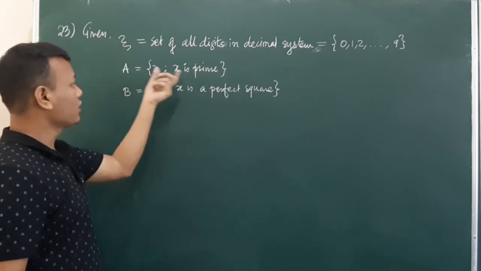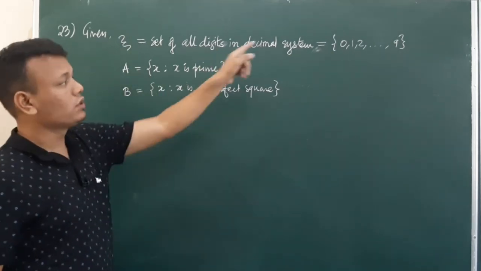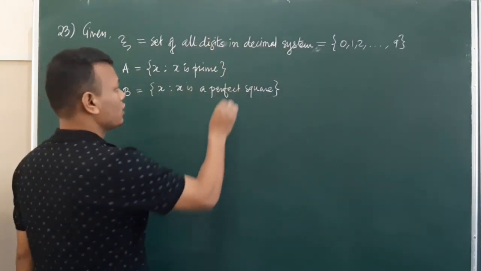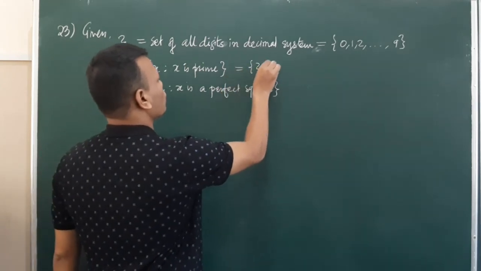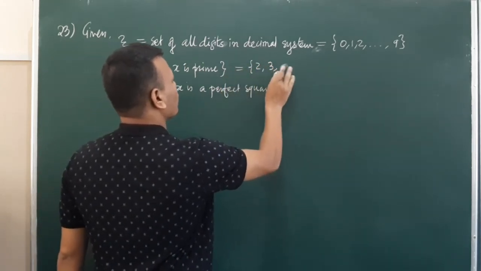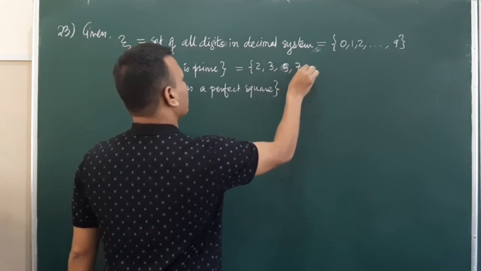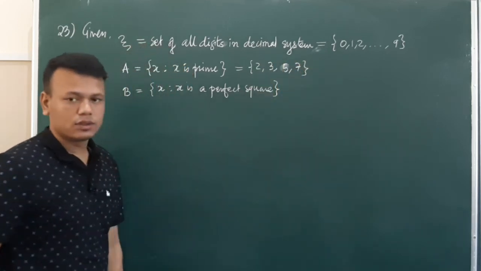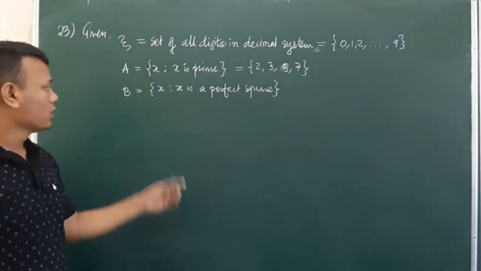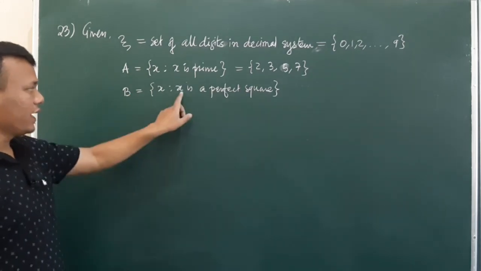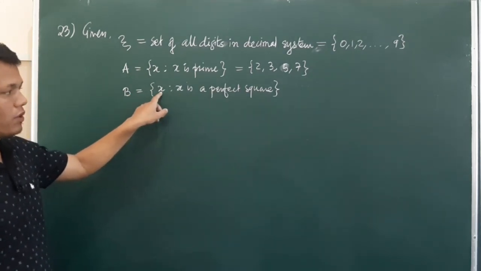A is the set containing only prime numbers, and out of these numbers, what are the prime numbers? The prime numbers are 2, 3, 5, 7, right? So that's all the prime numbers, and next we have x, and this x has to be a perfect square.